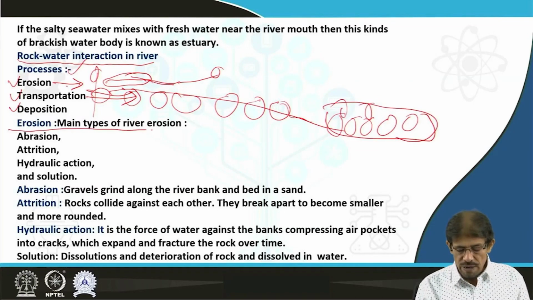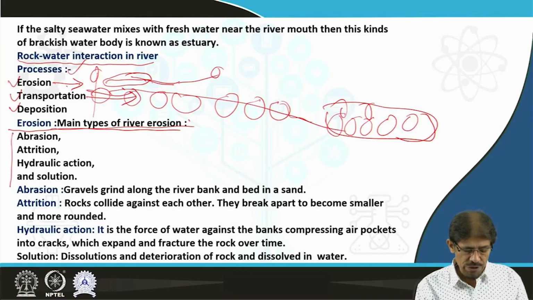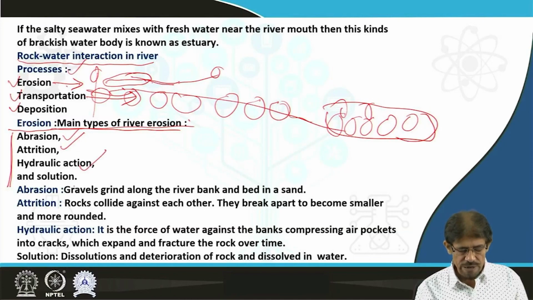The erosion in a river mainly occurs under abrasion, attrition, hydraulic action and solution.